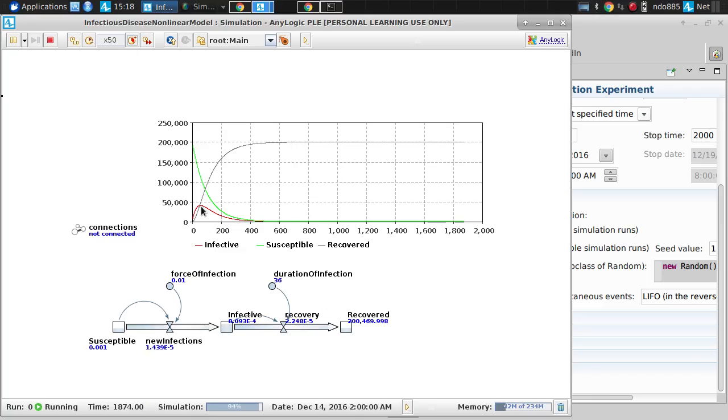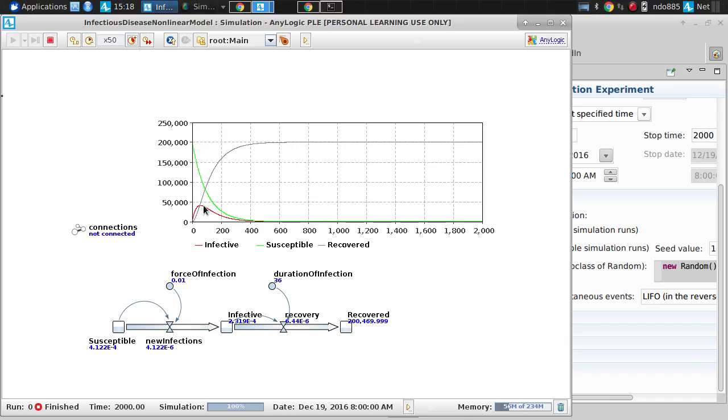What must be the case if it's neither going up or down? Let's step back. What must be the case as it's rising? For the stock of infectives to rise, what must be the case? Inflow is greater than the outflow. So inflow is infections per week, outflow is recovery per week. So more new infections are occurring than recovery.